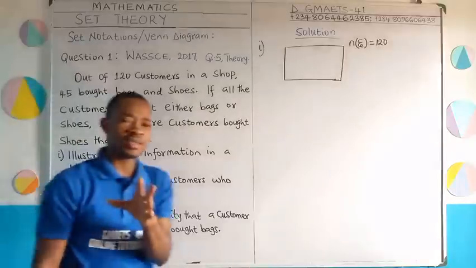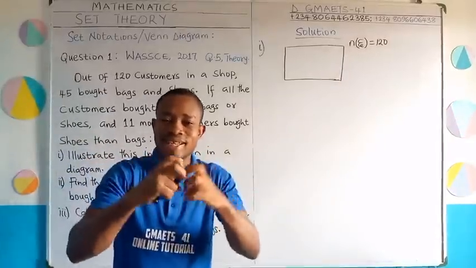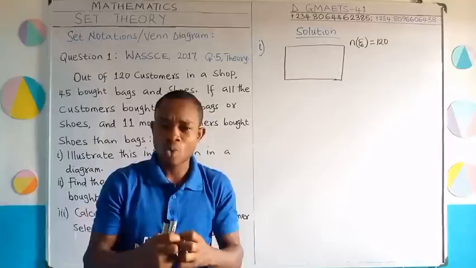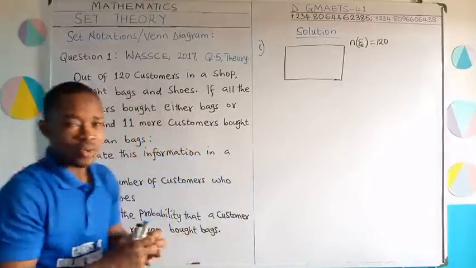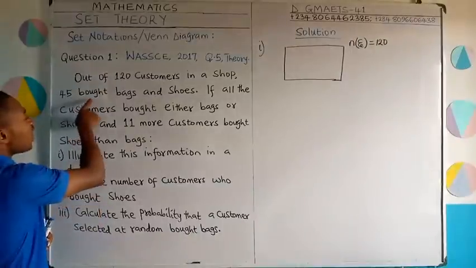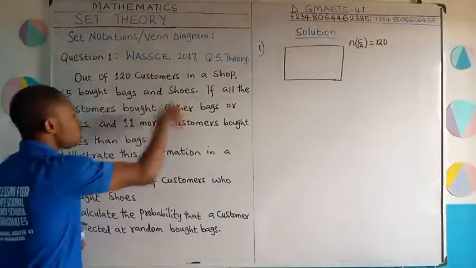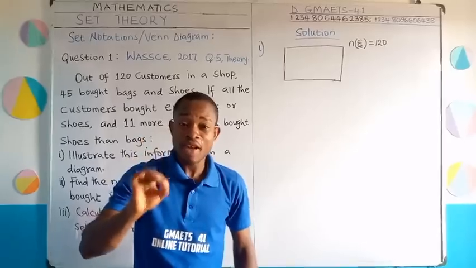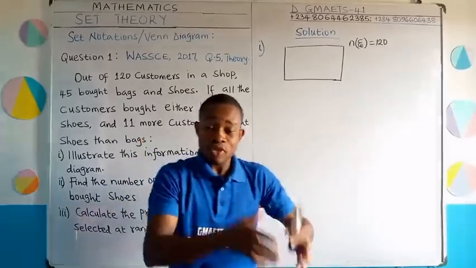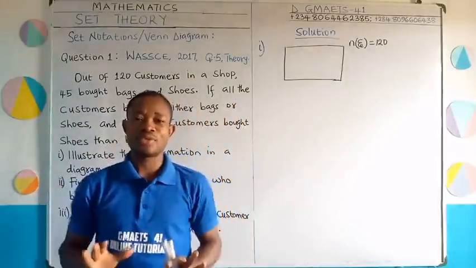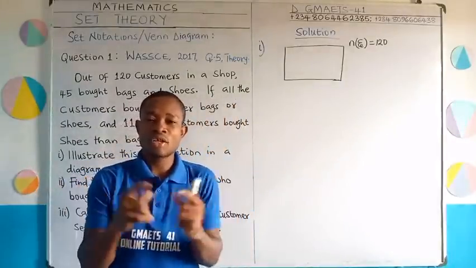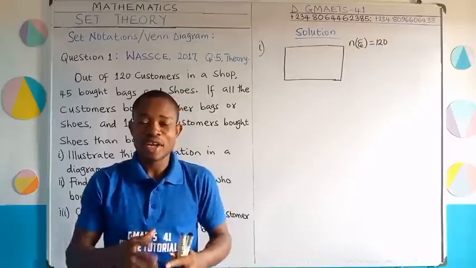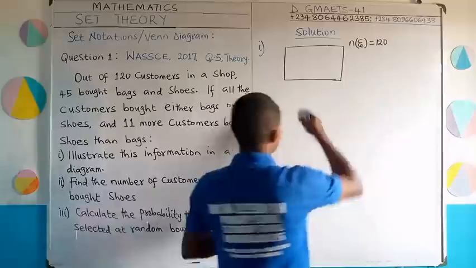But I want to find out something. Will there be an intersection where these two sets will meet? And from the question, I would say yes. Why did I say that? 45 bought bags and shoes. So out of these 120 customers, 45 of them bought bags. They also bought what? Shoes. So there are a number of customers who bought bags and shoes together. And that is the intersection of bags and shoes.